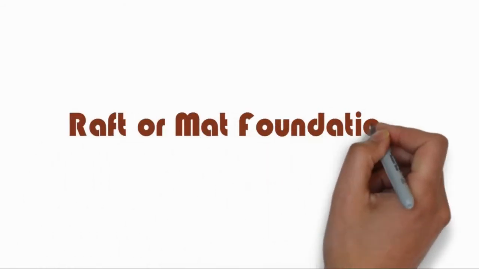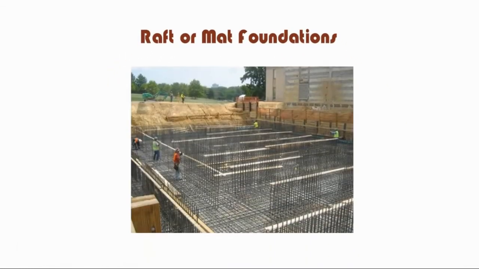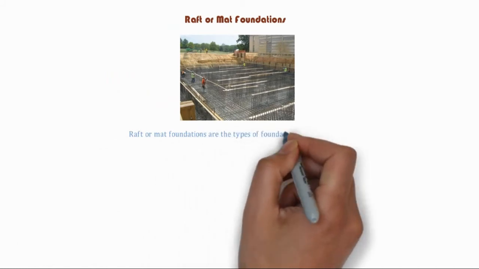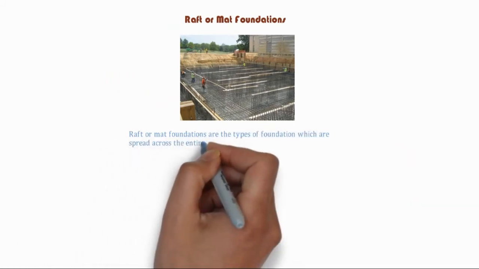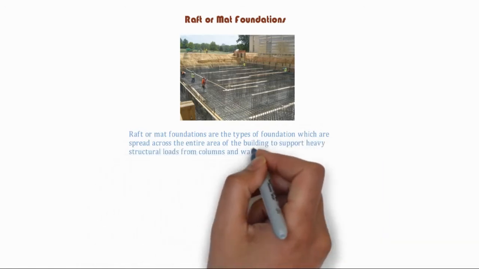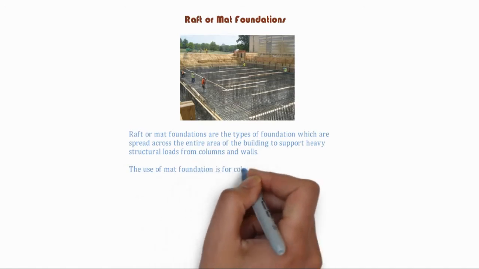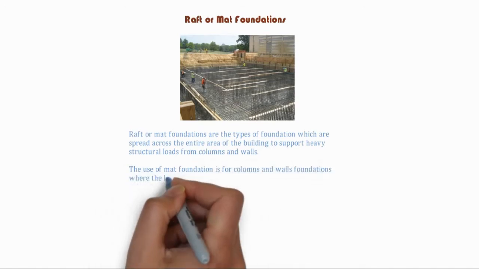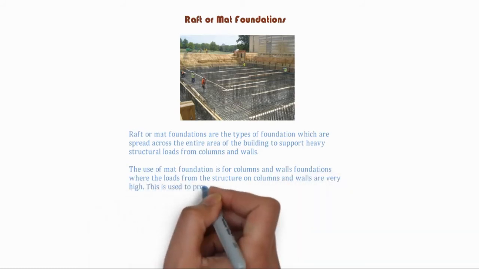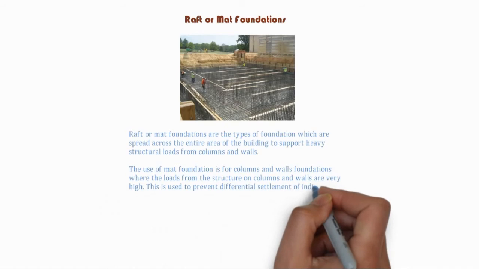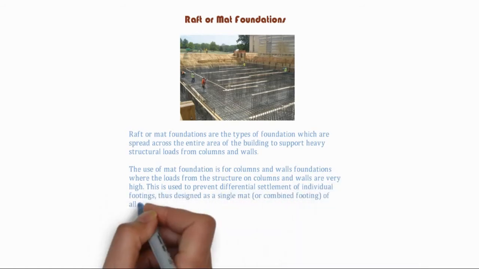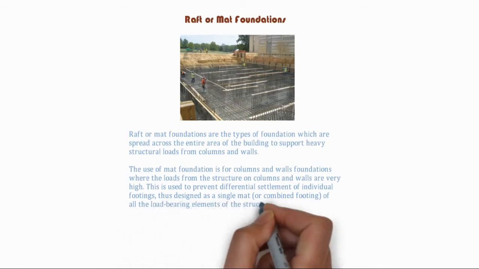Raft, or mat foundations. Raft, or mat foundations, are the types of foundation which are spread across the entire area of the building to support heavy structural loads from columns and walls. The use of mat foundation is for columns and walls foundations, where the loads from the structure on columns and walls are very high. This is used to prevent differential settlement of individual footings, thus designed as a single mat of all the load-bearing elements of the structure.